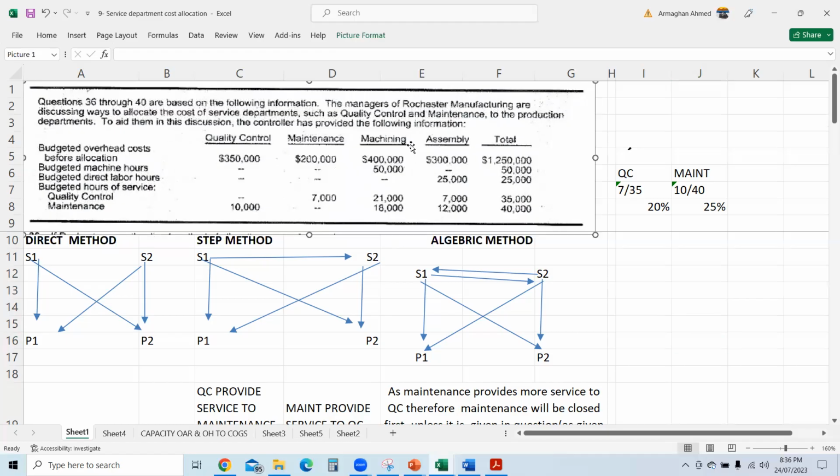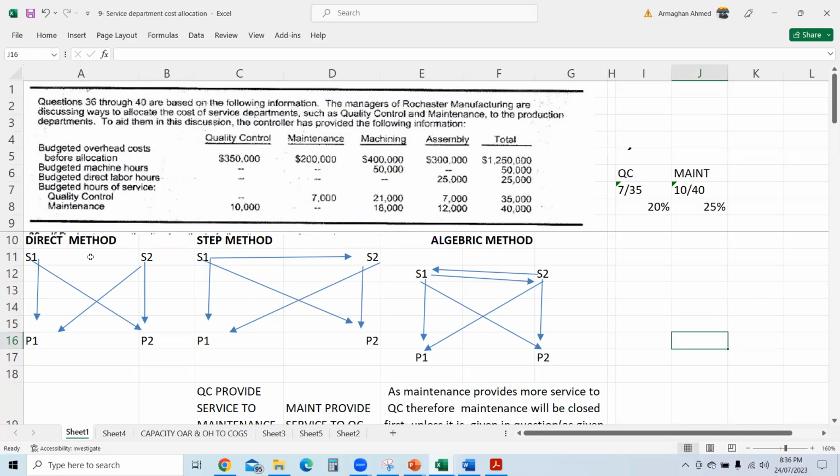If we want to allocate now, first of all we use the direct method. In the direct method, we can see graphically that service departments provide service only to production departments, not to each other.